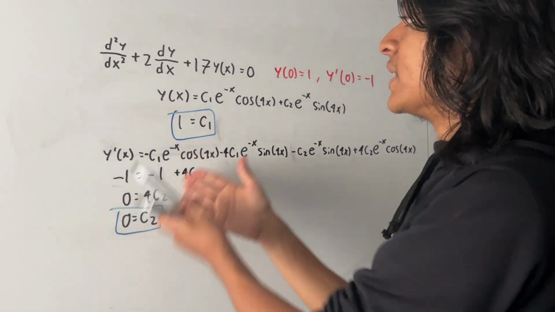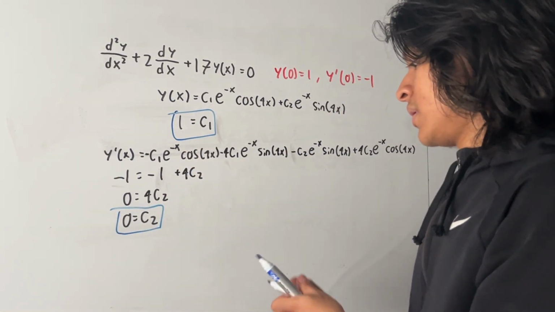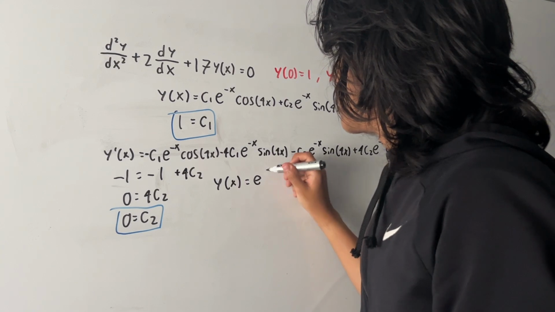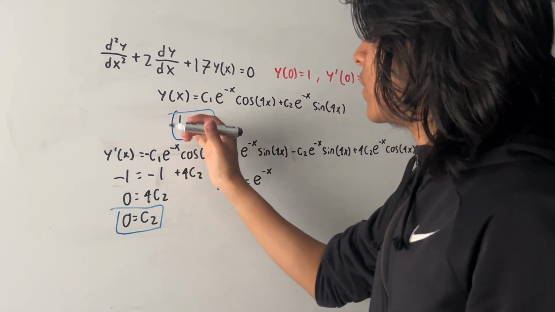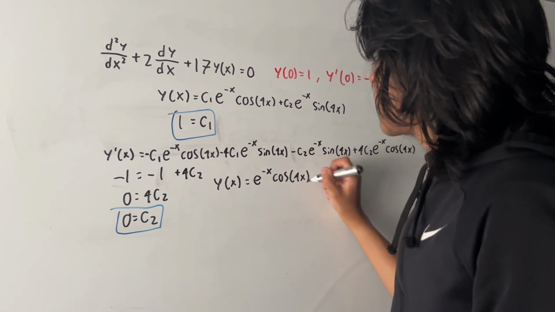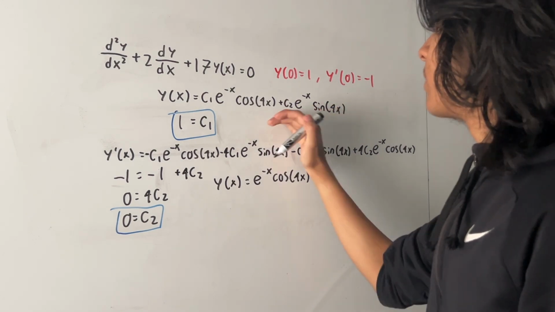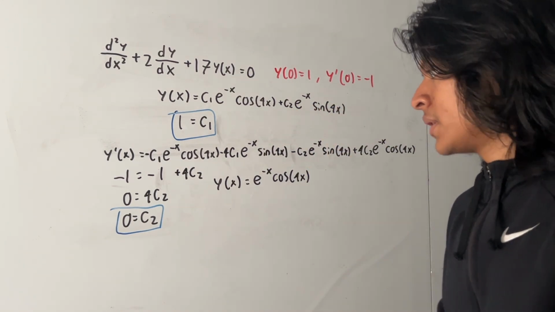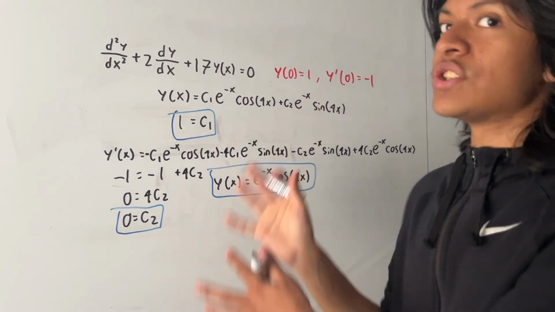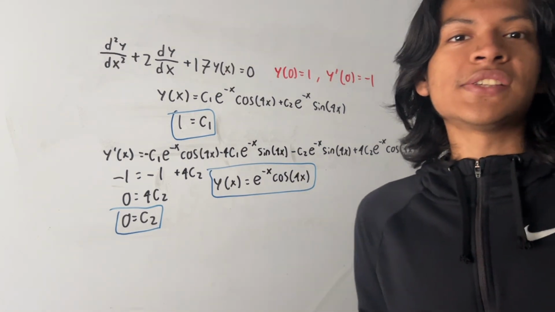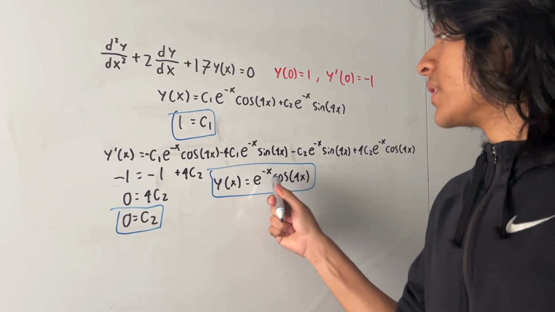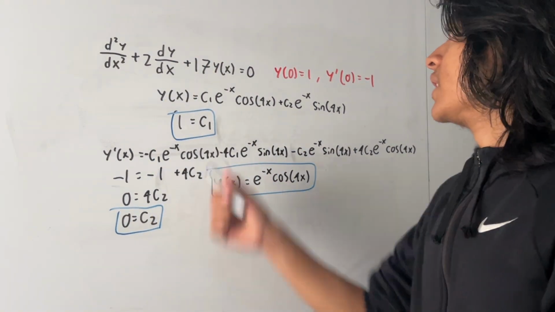So now we just plug in these constants for a general solution. When we do that, we're going to get y of x is equal to e to the negative x, our c1 is just 1, e to the negative x cosine of 4x, and our c2 is 0, so this part right here completely goes away. So right here would be our solution for this initial value problem. Sorry if I went a bit fast there, but I was kind of just zoning in.